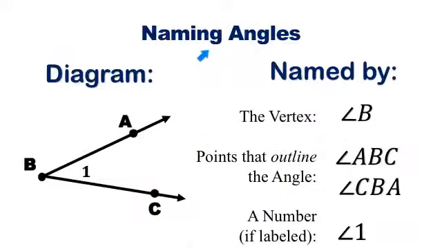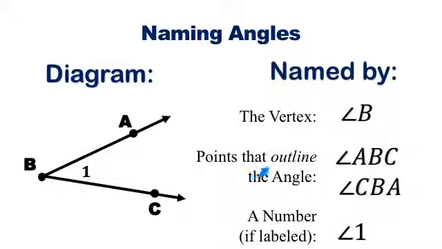Now, naming angles, just like naming points, lines, planes, segments, and rays, can provide some challenges, but really is pretty straightforward. With angles, there are three different ways you can name them. The first is by naming it by the vertex. So angle B, right? B is the vertex, so we say angle B. Notice this angle notation in front of it.